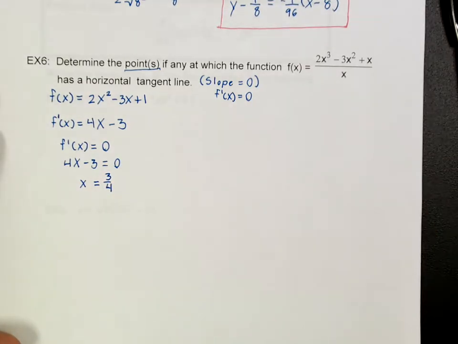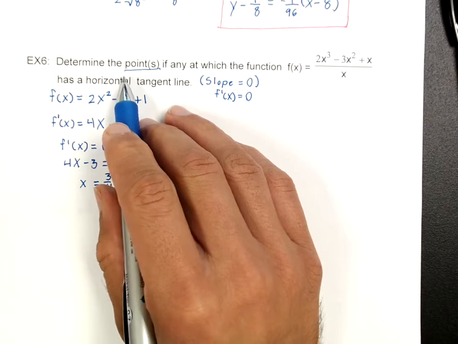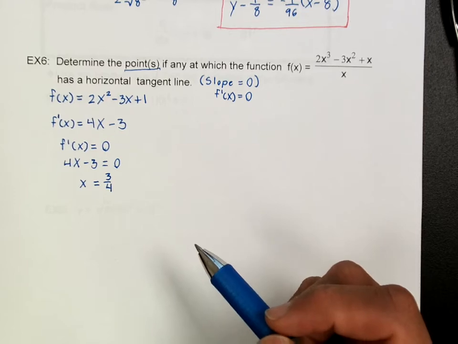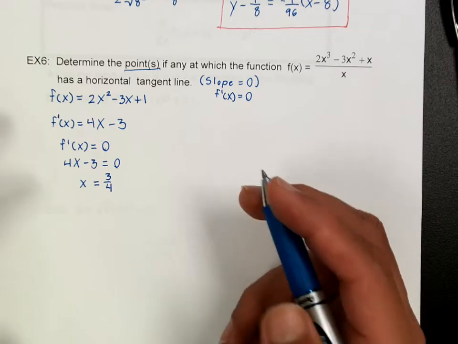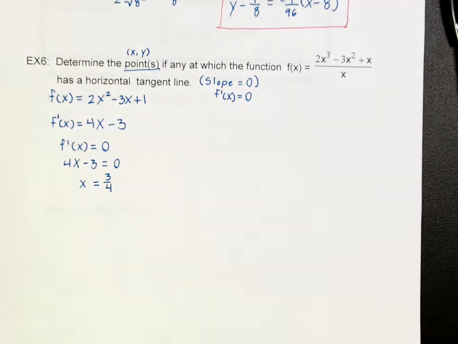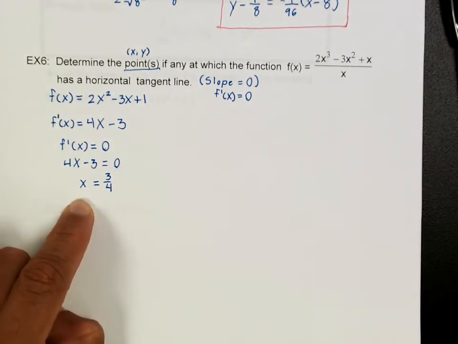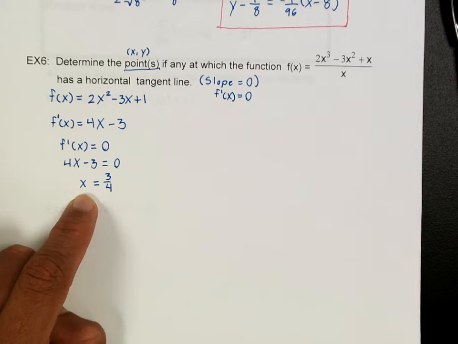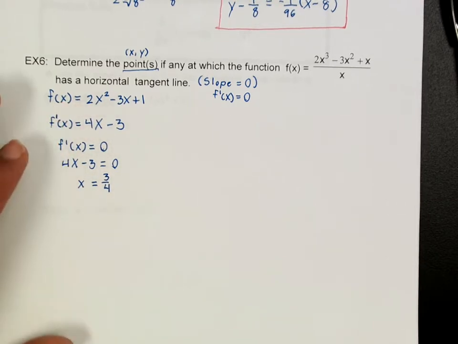Okay? Now here's the key. Before, they would say determine the x values where you have a horizontal tangent for the function f of x, but this one says determine the point or points. When it's talking about a point, it's talking about an x and y coordinate. Now I have my x coordinate. But to figure out my y coordinate, remember this is the coordinate where you have a tangent line with the slope of 0. So I have to plug this x back into the original function to figure out my y coordinate.